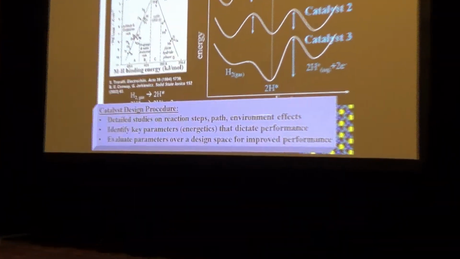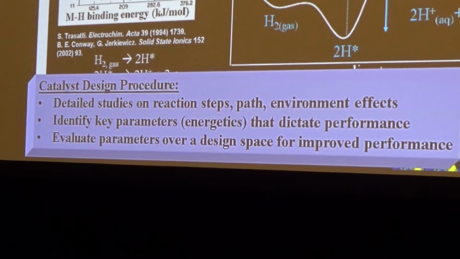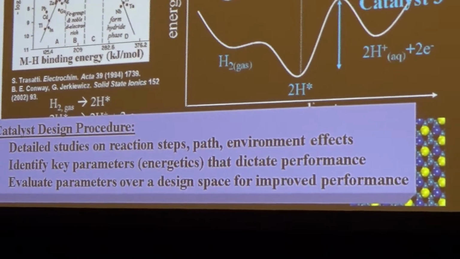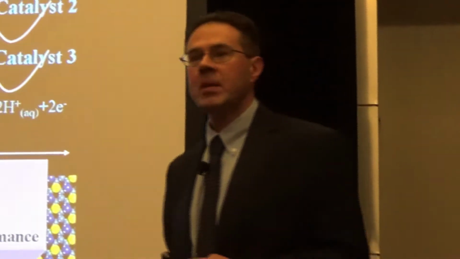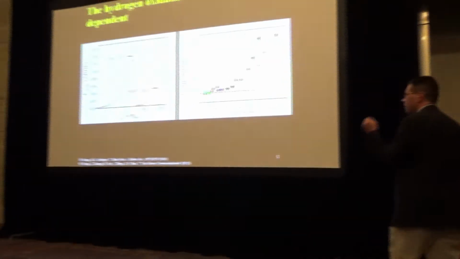We do detailed studies to understand how the reaction environment affects our key variables. We determine what those key variables are, the hydrogen binding energy, and then we evaluate over some design space, the composition of a metal alloy. However, this is difficult in electrocatalysis because the electrocatalytic environment affects these reaction steps. And as I'm going to show you, there's a big difference in the activity of the same metal atom when we go from acid to base for hydrogen oxidation.